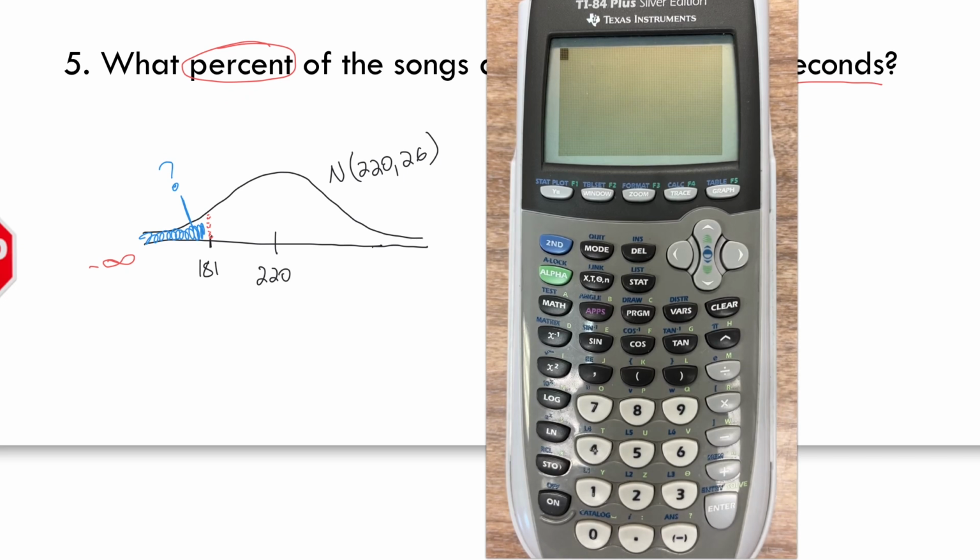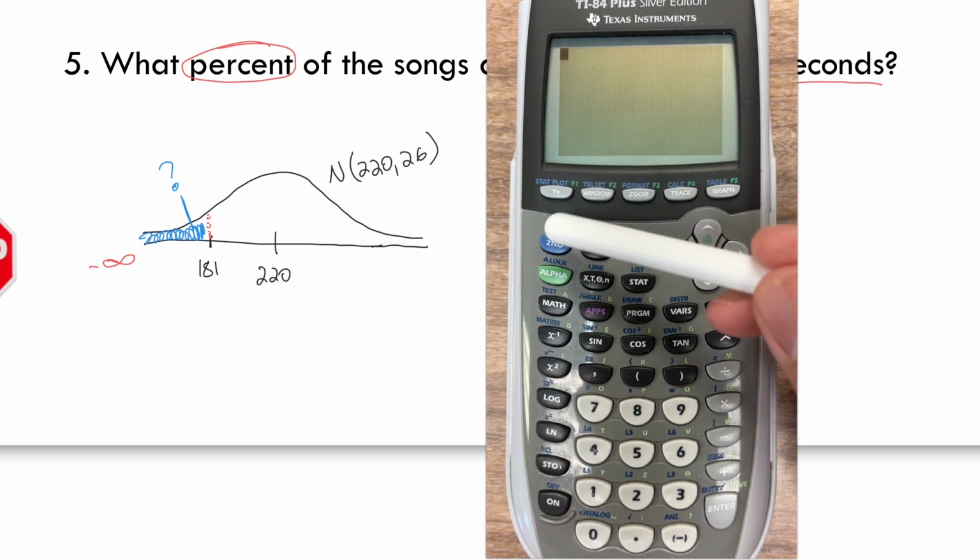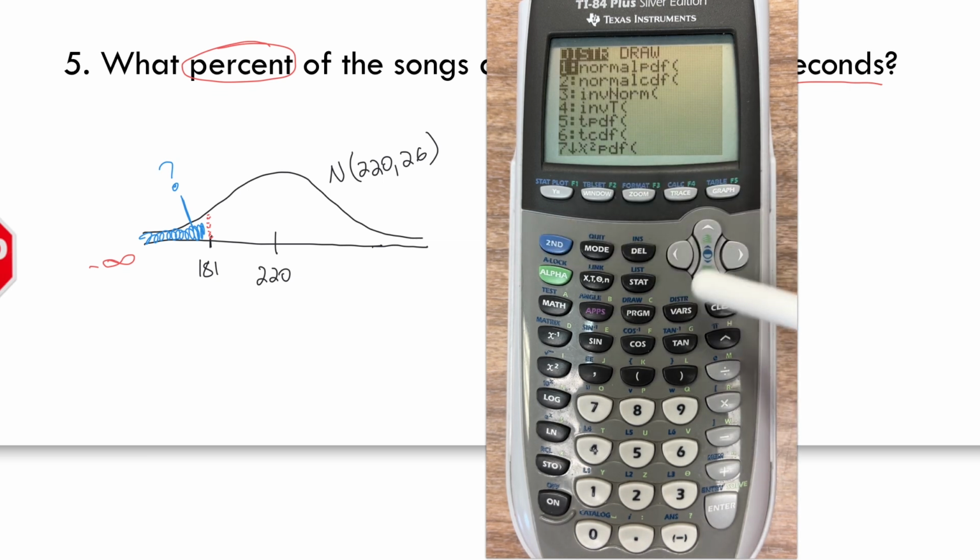In the calculator, if you want to find the area less than or shorter than some value on the normal distribution, we want to find the proportion or the percent or the area under the curve. If it's normally distributed, we can use the normal CDF. So you go to normal CDF, which is second bars, and we go here. Number 2 is normal CDF.